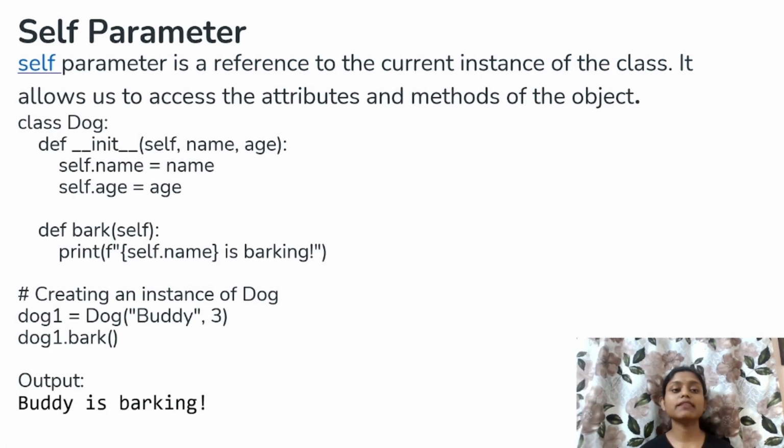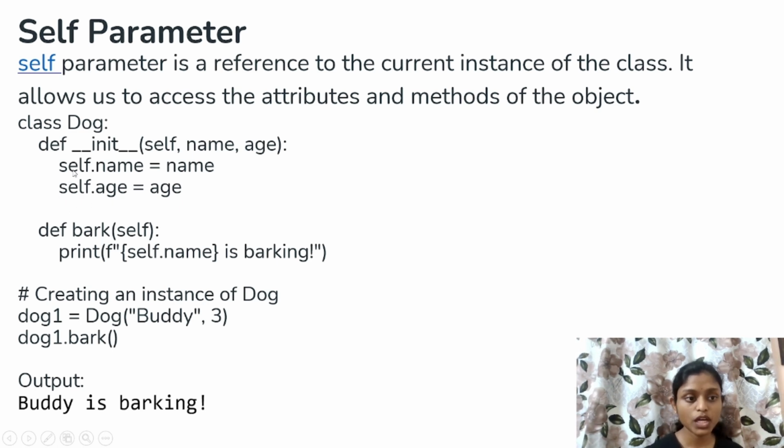And next, using the self parameter. The self parameter is a reference to the current instance of the class. It allows us to access the attributes and methods of the class dog. Simply, by default the self parameter takes the object as an argument. So along with name and age, the object is also an argument passed to the class. This is the simple thing that the self parameter can do. So I think it is clear for you.